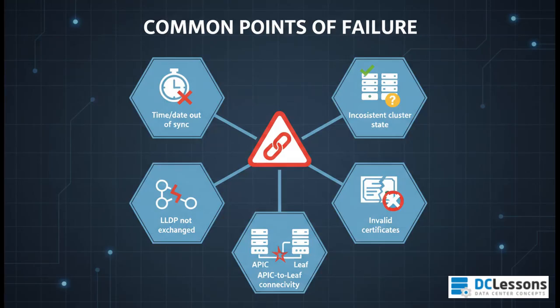These right here are the usual suspects we'll be hunting for. Things that seem small but can cause huge headaches, like the time being off by just a few seconds. That can completely break Fabric discovery. We're also going to look at what happens when LLDP fails, when you have basic cable problems, or when security certificates expire. By the end of this, you'll know exactly how to spot and fix every single one of these.